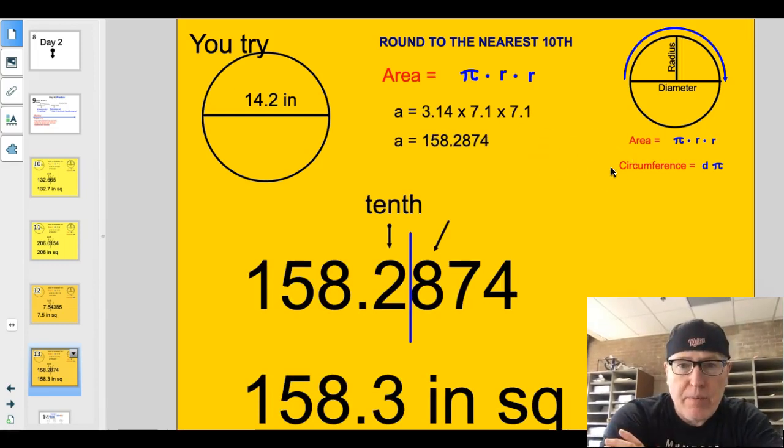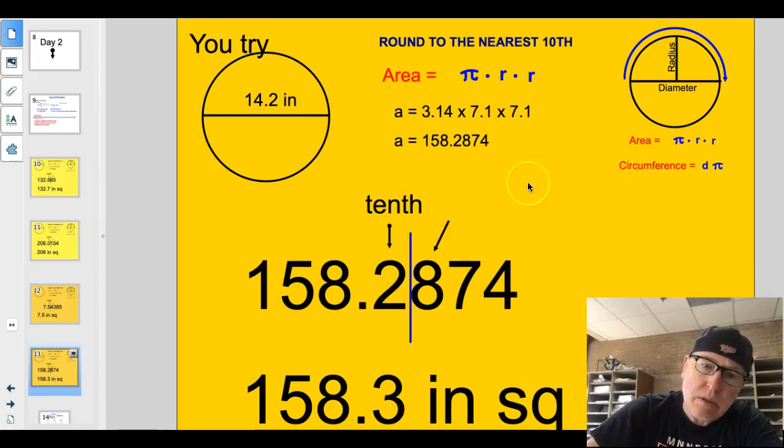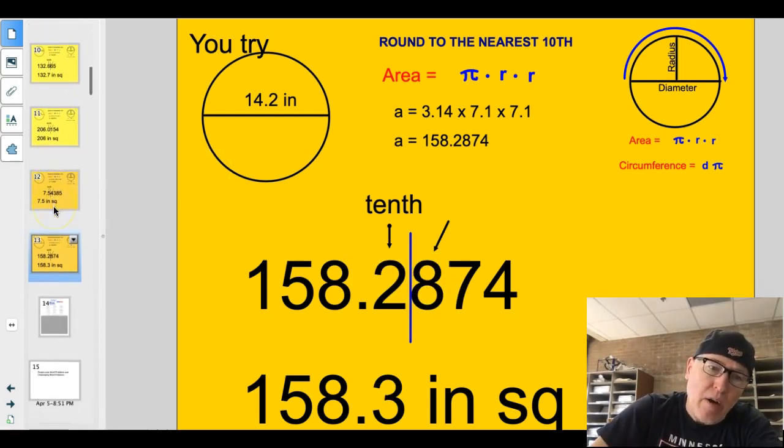All right. Here we go. I should have had 158.2874. All right. Here's your tenth spot. You've got a 2 in the dime position. You put the door in, look behind it. That's 5 or bigger, so we can pop this guy up to a 3, 158.3. All right, you're going to use that no matter which of the activities you choose.